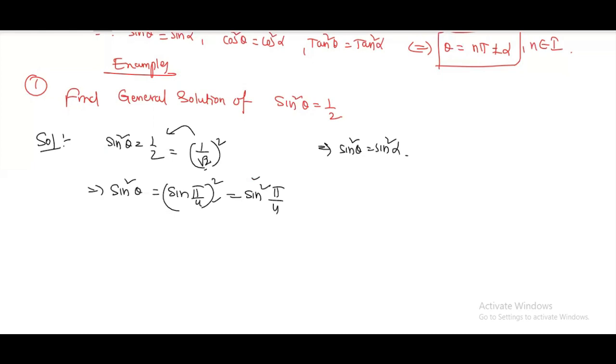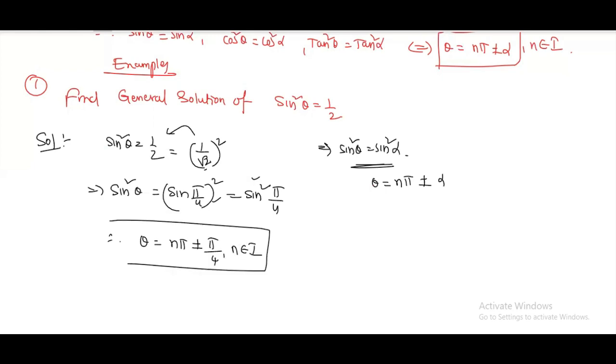So now we have changed it into sin square theta is equal to sin square alpha. Then theta is equal to what? N pi plus or minus alpha. Therefore, the general solution for this one is theta is equal to n pi plus or minus pi by 4, where n belongs to integers. So this is the general solution for this question.